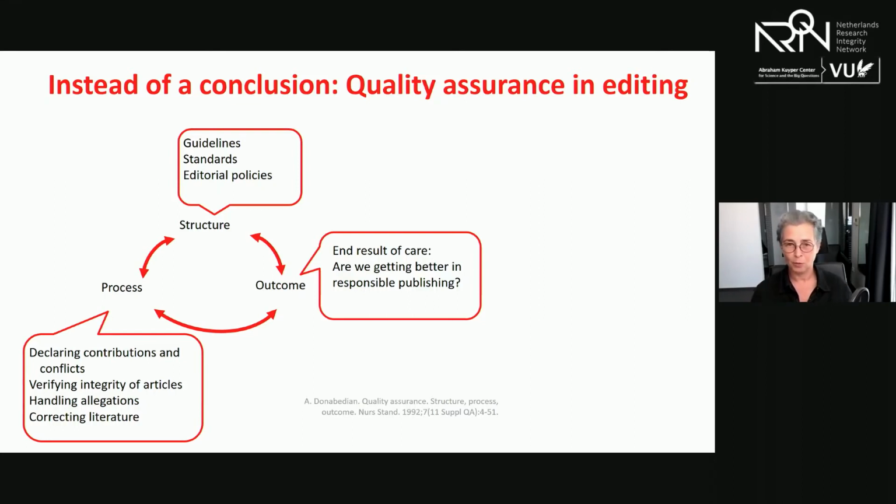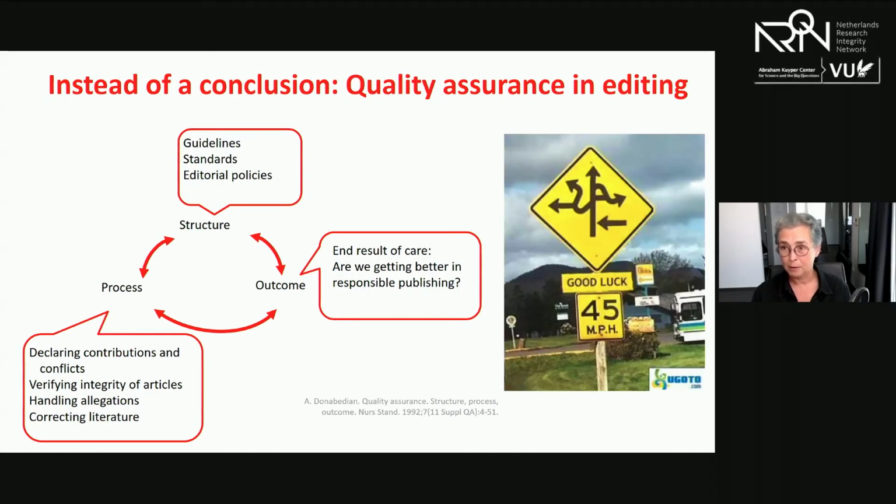So you have structure, so we have these guidelines, standards, editorial policies that are there, associations where we discuss things. We have processes, where we deal with declaring contributions, conflicts, how we verify the integrity of the articles, how we handle allegations, how we correct literature. And we also have to think about the outcomes. So are we getting better in responsible publishing? That may be quite difficult sometimes because of the complexity of the issues.